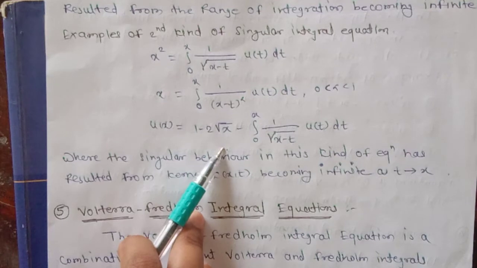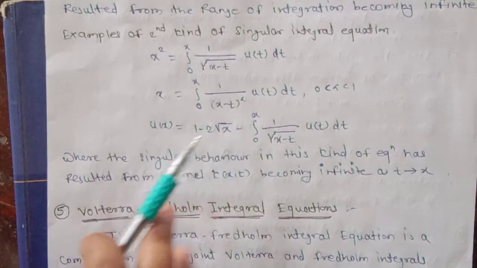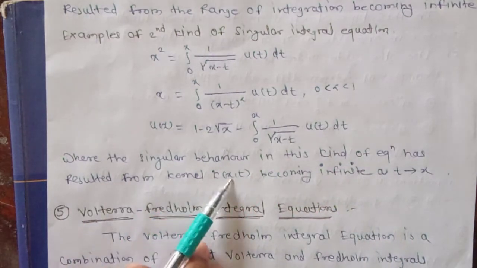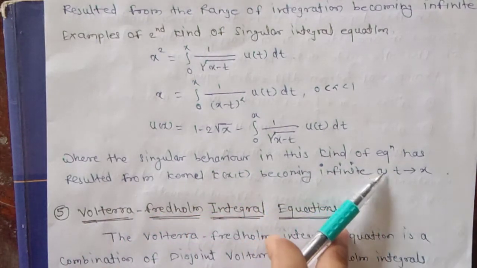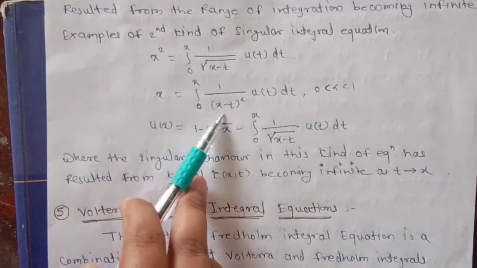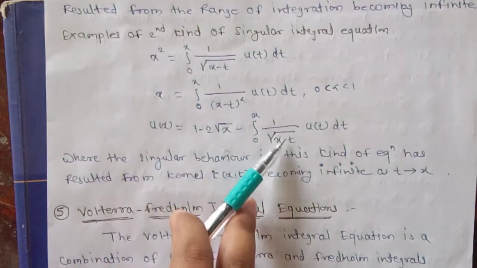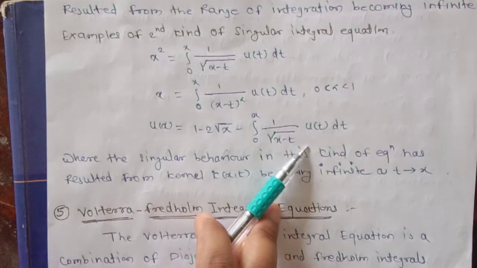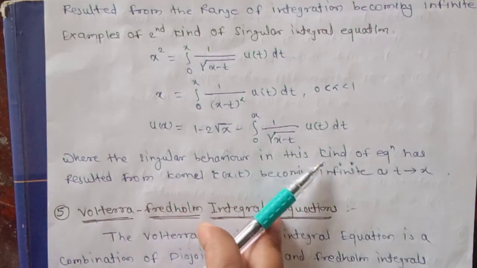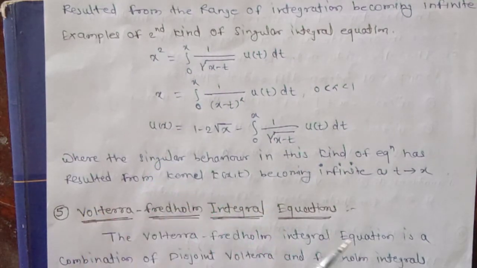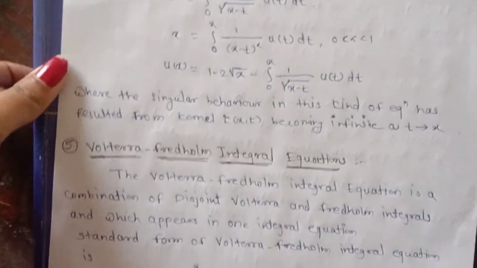Here also this is a singular integral equation of the second kind, where the singular behavior in this kind of equation has resulted from the kernel k of x t becoming infinite as t tends to x. These terms, 1 upon under root of x minus t, 1 upon x minus t raised to alpha, then 1 upon under root of x minus t, are the kernels k of x t. And as t tends to x, these terms go to infinity. Okay, so here the kernel is not bounded, the kernel is unbounded, so this is a singular integral equation of the second kind. Okay, this is about the singular integral equation.